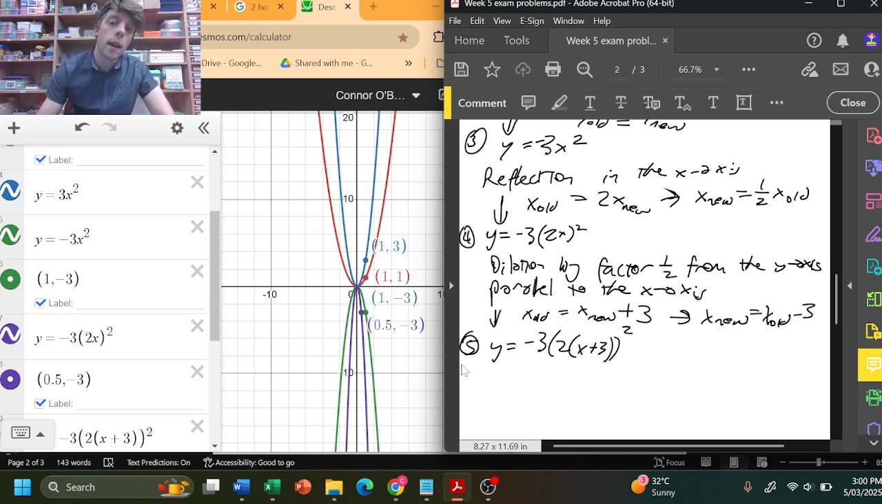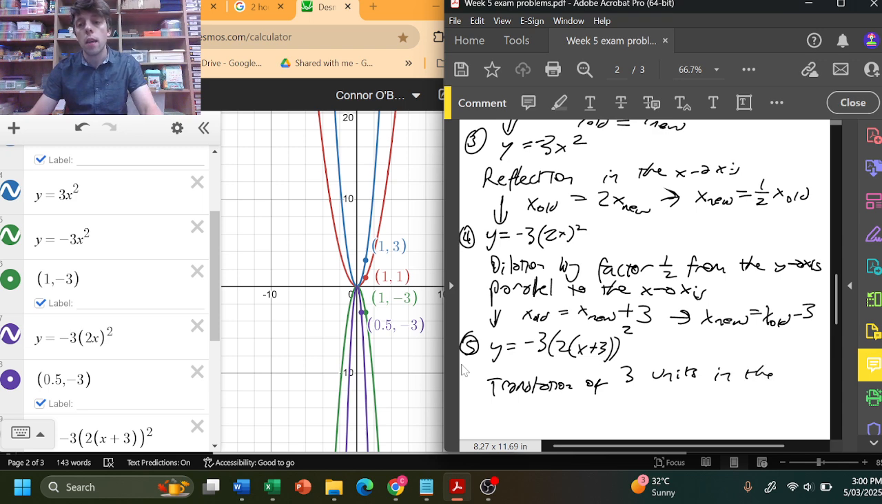So this corresponds to a translation of 3 units in the negative x direction. You can see if there's a plus there, it's actually going in the negative direction. So this is a translation of 3 units in the negative x direction.